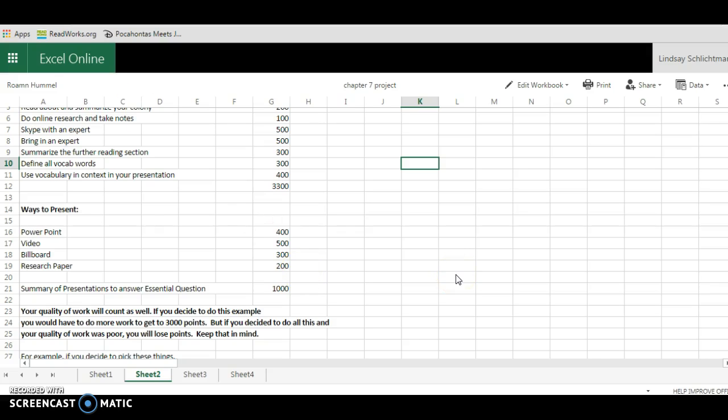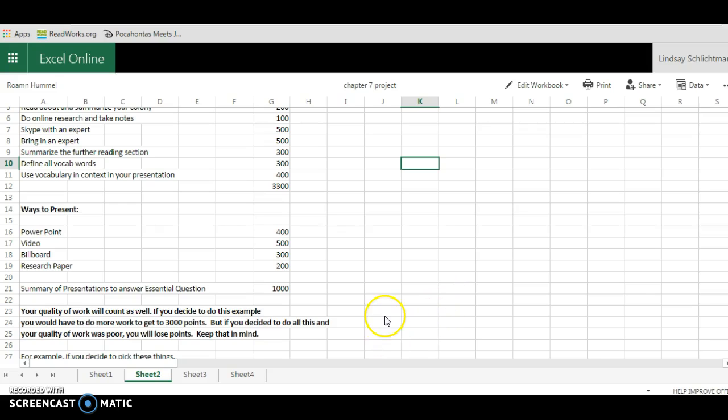You do have the option to do more than one presentation, more than one way of presenting the information. Finally, as you're watching the presentations of your classmates, you'll have the chance to summarize those presentations to help answer that essential question, comparing and contrasting these 3 colonial regions. And by summarizing that, you can earn an extra 1,000 points.